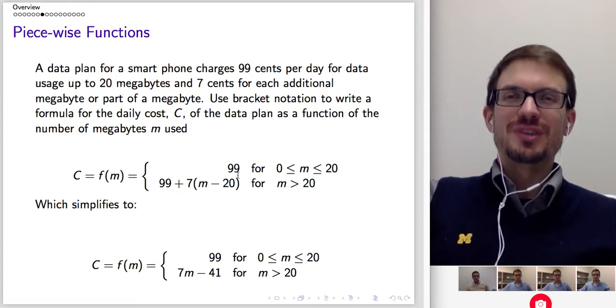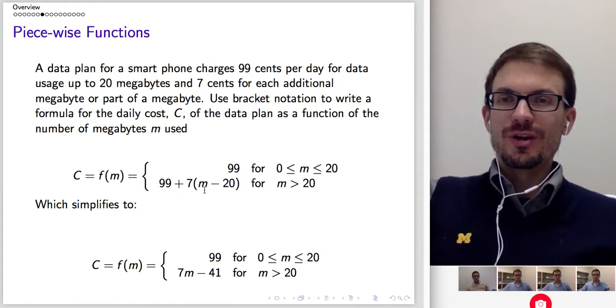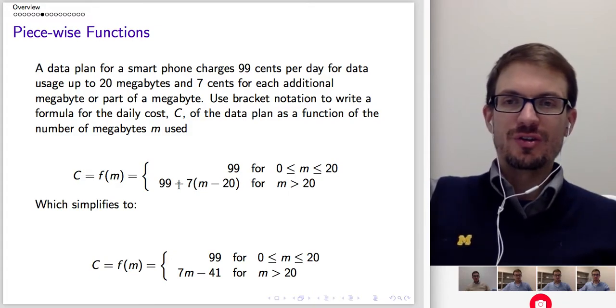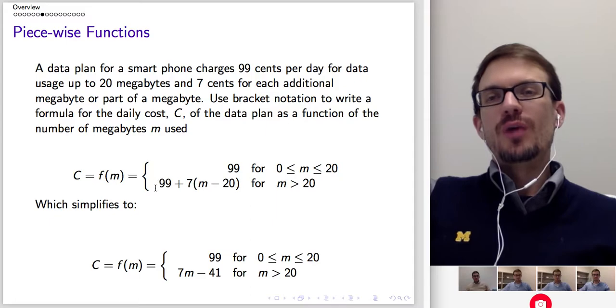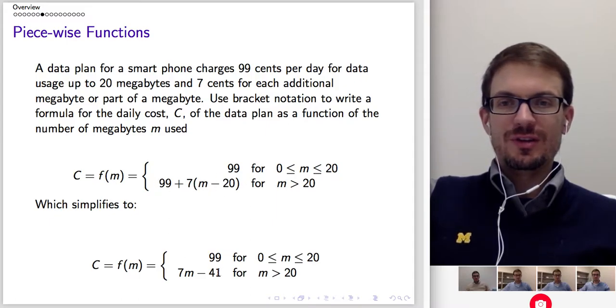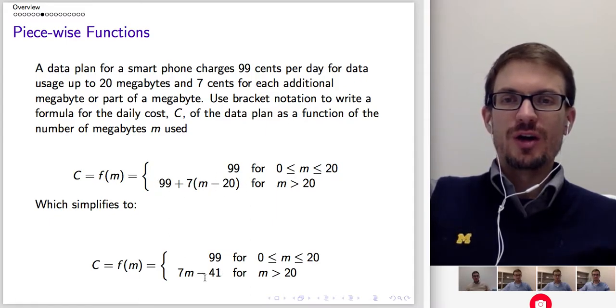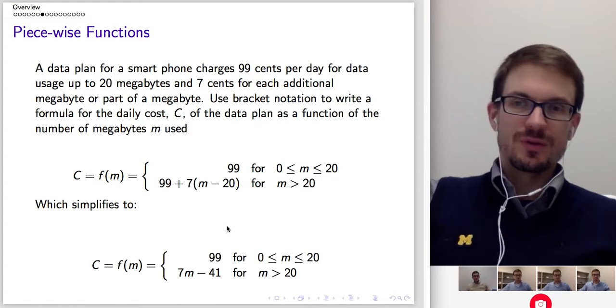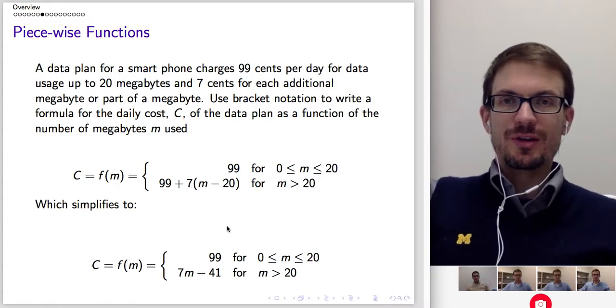So let's collapse this. It's very nice to interpret. When we look at it this way, we can see, oh, megabytes beyond 20 incur another additional 7 cents. Well, we can simplify this to 7m minus 41, which doesn't have nearly the same ease of interpretation, but is much more concise to deal with. Okay, and it's mathematically equivalent.